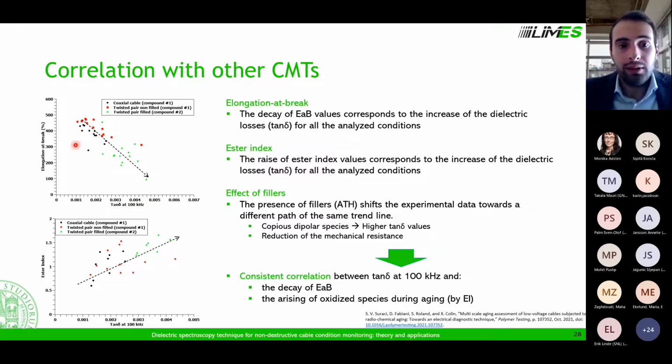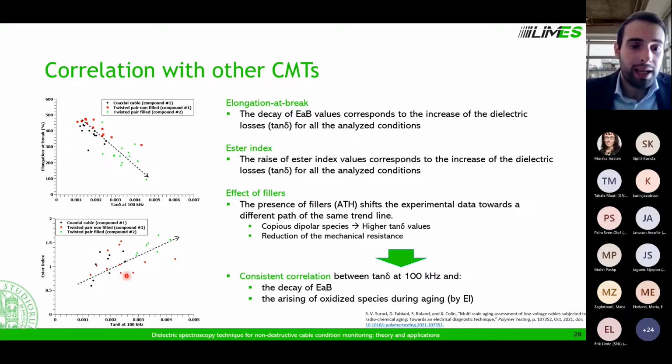So it is possible to define a unique master curve which perfectly correlates the elongation at break with the dissipation factor coming from the dielectric spectroscopy technique. Similar reasoning can be done for the ester index, and in particular it is very significant because it guarantees the fact that with dielectric spectroscopy we can follow the oxidation product concentrations.